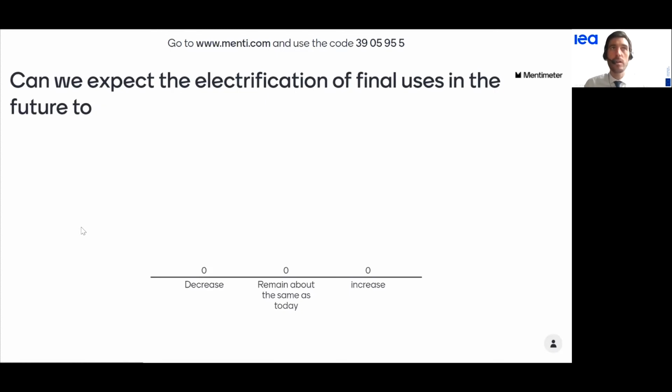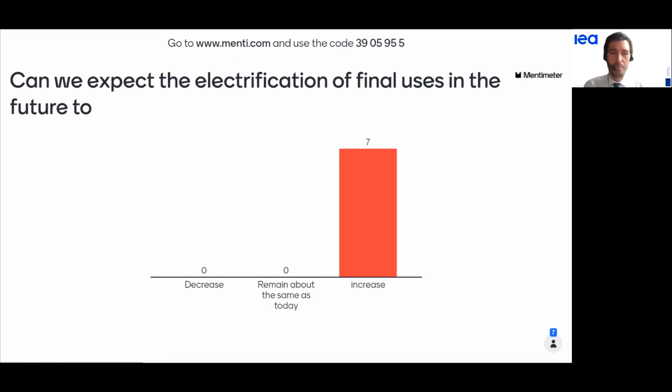According to you, can we expect that the electrification of final uses will decrease, remain stable, or increase in the future? Okay, so the answer might be straightforward, and you are all voting for increase. Actually, it depends on the context, but in the case of emerging and developing economies, or in the case of sub-Saharan Africa, yes, it is meant to increase a lot.